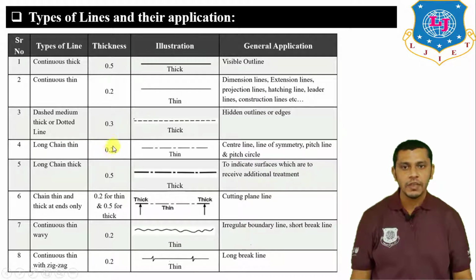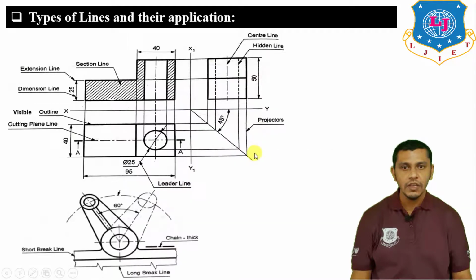Now next is long chain thin. It is 0.2 mm in thickness. So if you want to draw this line, we will use a 4H pencil. It is lighter in shade, and it is used to show the center line or line of symmetry or pitch line and the pitch circle. So here in the figure, you can see that this is the pitch circle. So if you want to show the pitch circle or the locus or the center of the circle or the center of the object, we will use the chain line.